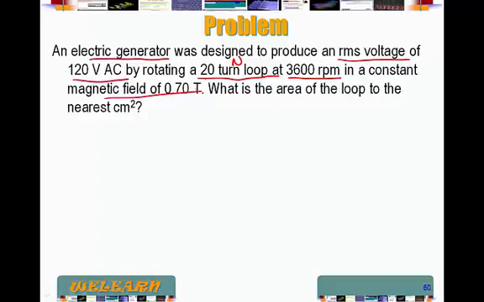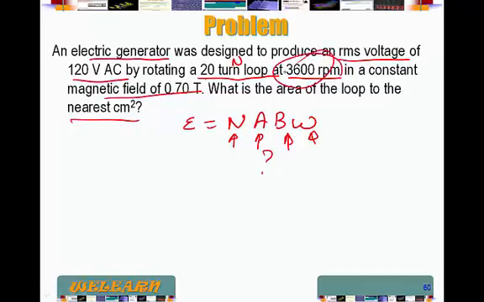Now, let's remember that the EMF, the maximum EMF due to a generator, is given by N, A, B, omega. N is the number of loops that's given. A, that's what we are looking for. B is given, 0.7 teslas. Omega is the angular speed in radians per second. They are giving it to us here in rotations per minute. So that's the first thing we need to do.